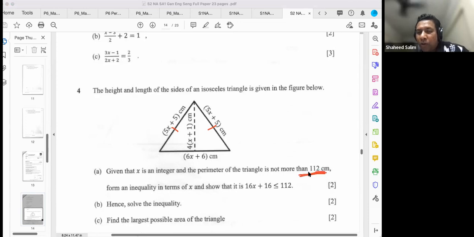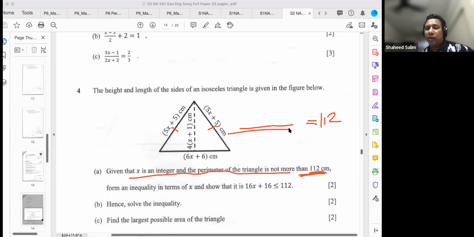So now they say the perimeter is not more than 112. Can you form the equation first? You form an equation of the perimeter first, and you can put equal or whatever sign with 112. But then you form the equation, simplify it, you tell me what you get.